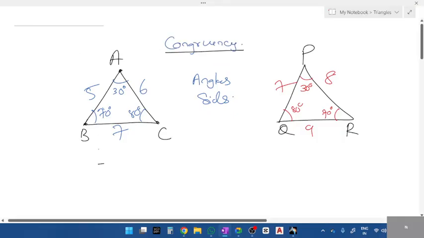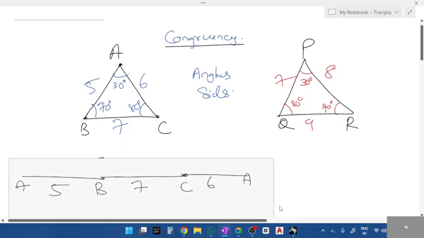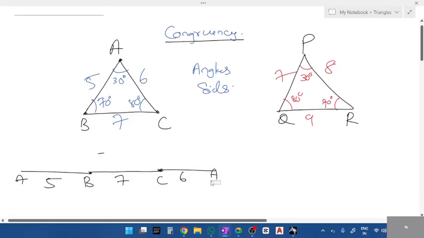A triangle is made up of how many lines? Total how many sides? Three sides. So instead of a triangle, I'll dismantle the lines, meaning I'll open the triangle. See, A to B, from B to C and from C to A. Can you tell me the distance? A to B is 5 centimeter, B to C is 7, and from C to A is 6 centimeter. Isn't it a line now? Doesn't it become a line?